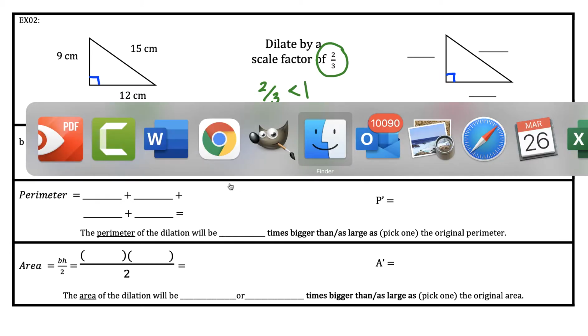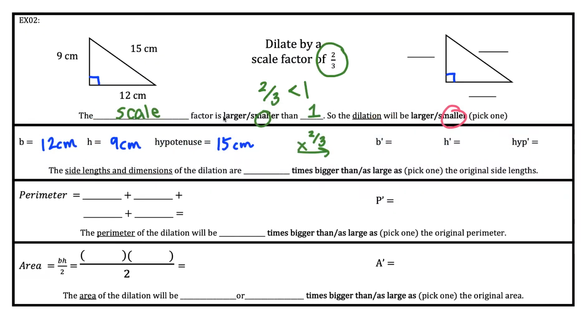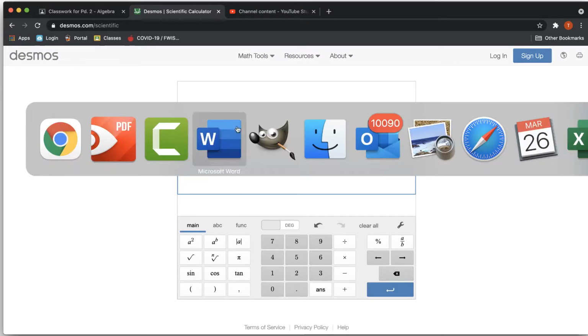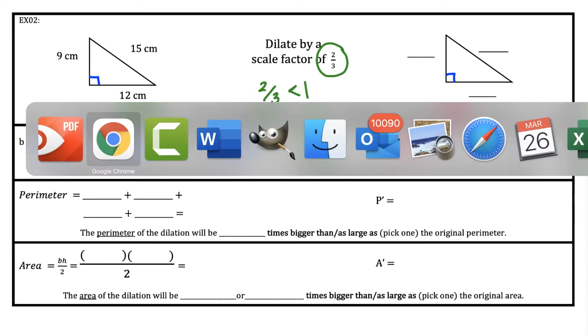I'm going to go to Desmos just to show you. So let's get rid of these. So what do we have? Let's start with the base. 12 times 2/3 equals 8. Cool. Easy, right? So 8 centimeters. The height is 9 centimeters.